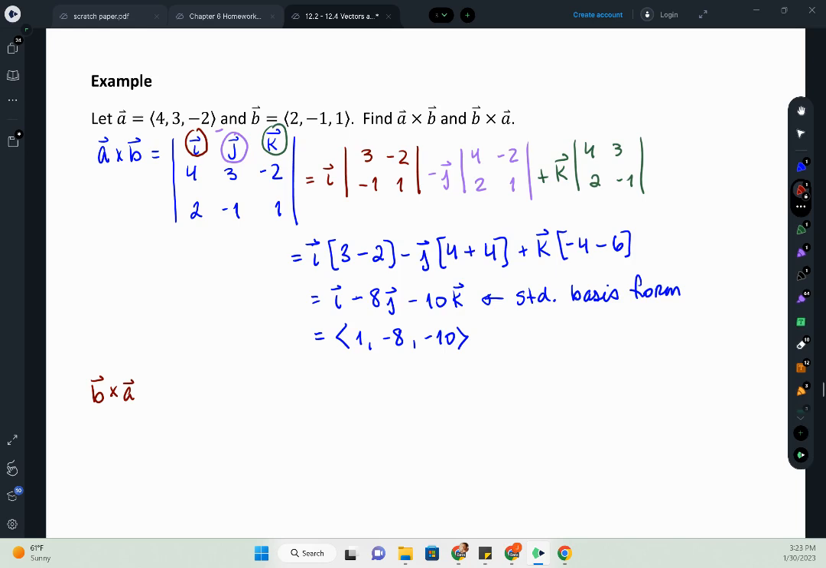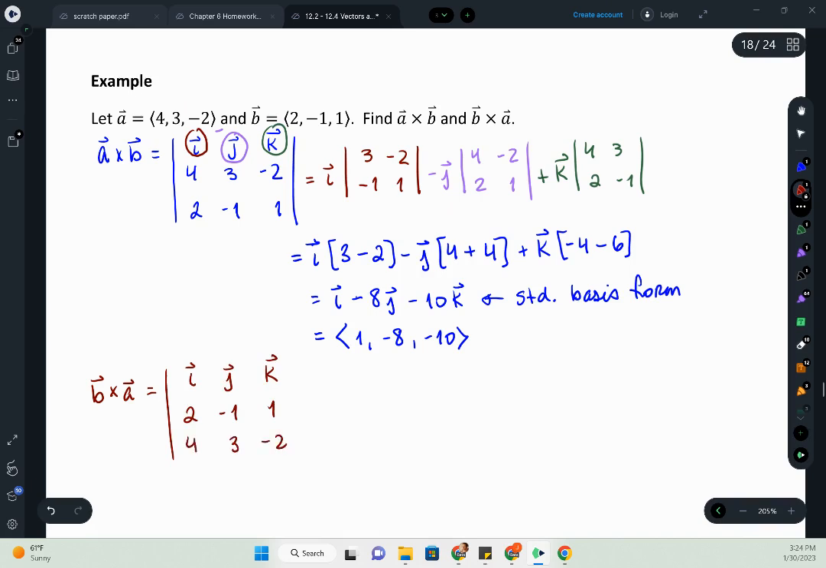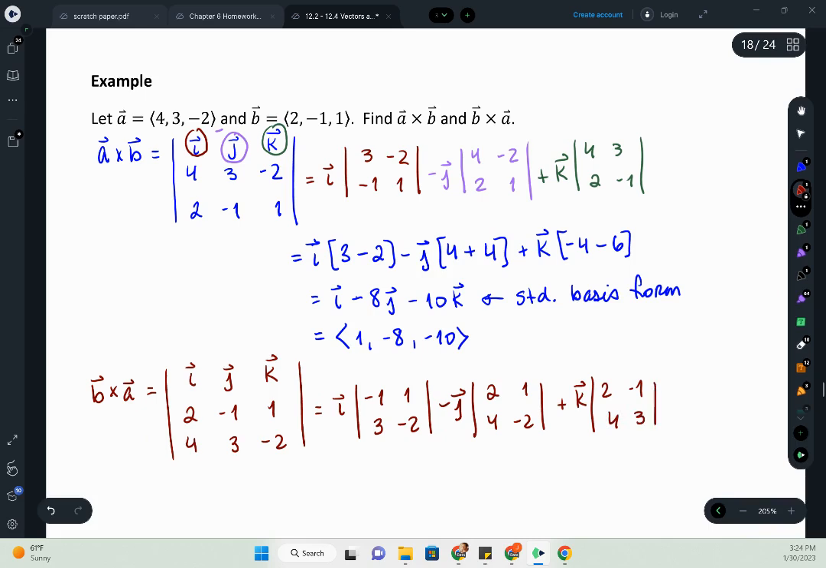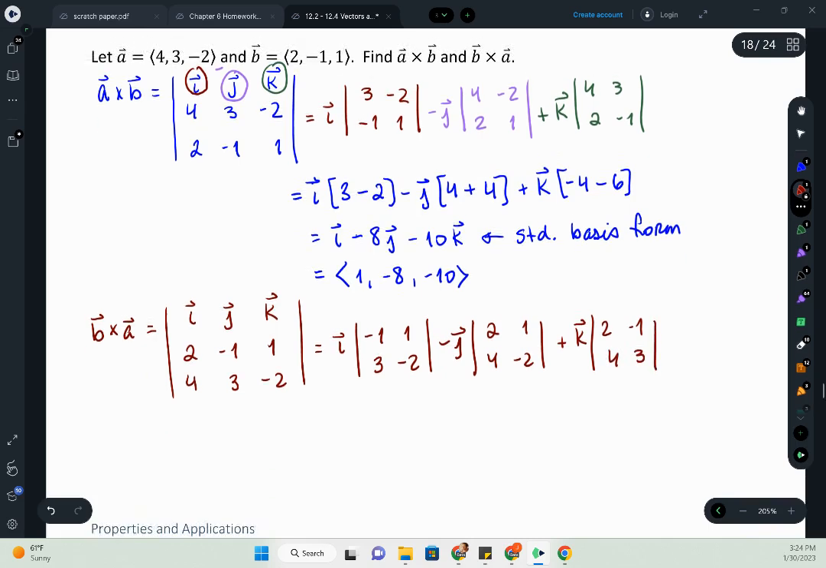Okay, so I'm going to do B cross A, and I'll show all the steps. We have i, j, k, 2, -1, 1, 4, 3, -2. This is going to give me i hat times the determinant with -1, 1, 3, -2, minus j hat times a determinant with components 2, 1, 4, -2, plus k hat times 2, -1, 4, 3. Okay, now I'll do my diagonal products.